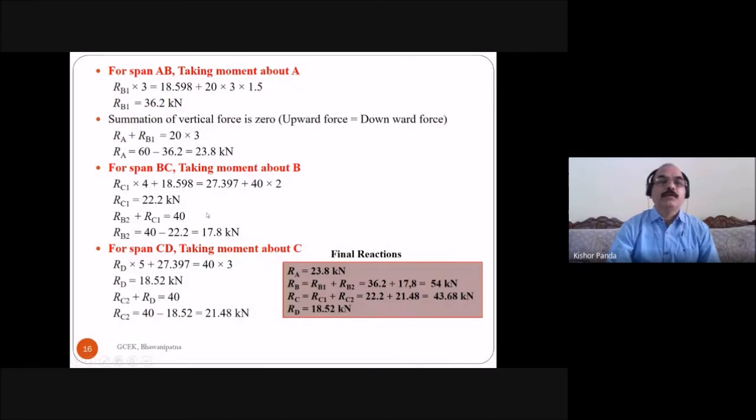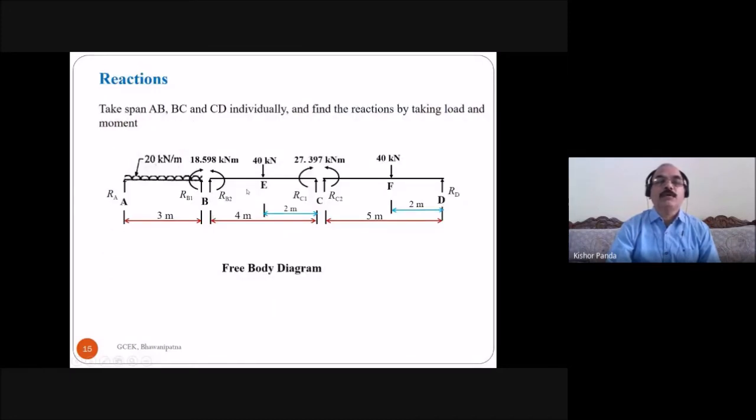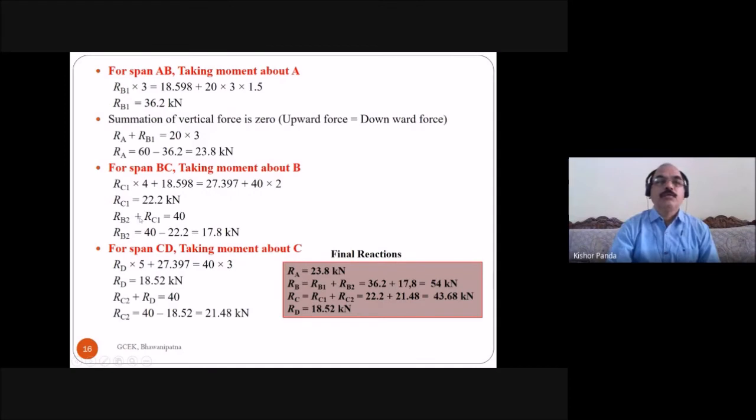Again, here also you take the summation of the vertical force equal to 0. That is, the upward force is equal to the downward force. So what is the upward force? RB2 plus RC1 is equal to the downward force 40. RB2 plus RC1 is equal to 40. Then you will find the value of RB2: 40 minus 22.2 is equal to 17.8 kilonewton.